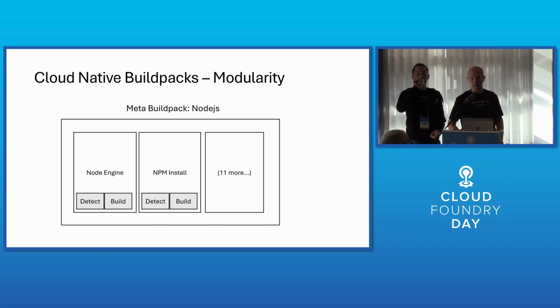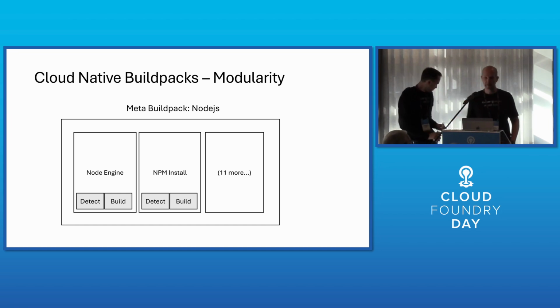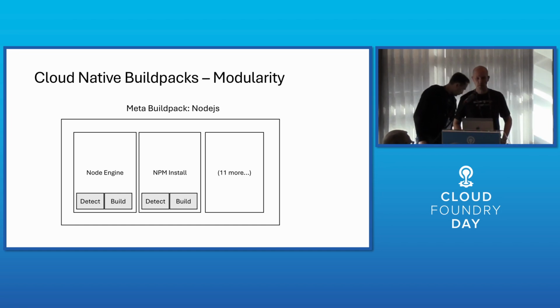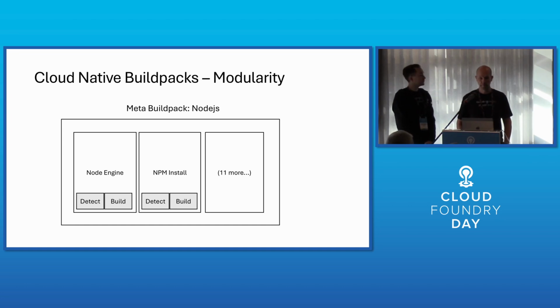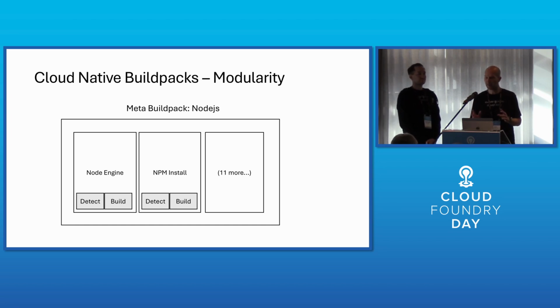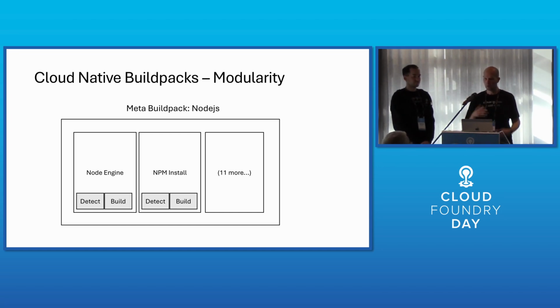Both the Cloud Foundry buildpacks and Cloud Native Buildpacks are very similar, but one major difference is the modality. In Cloud Native Buildpacks there is a concept called a meta buildpack. In this case, the Node.js buildpack is actually a collection of 13 buildpacks. Instead of having one monolith which does everything, each of the 13 buildpacks is asked, do you detect, and if so, you can add your build step.